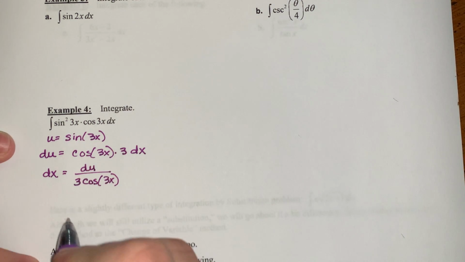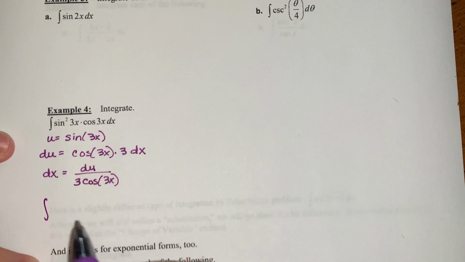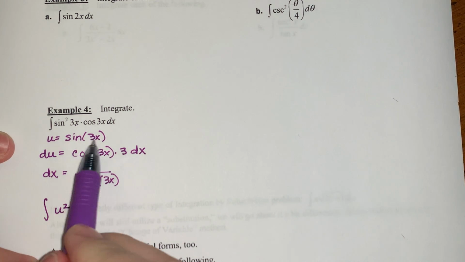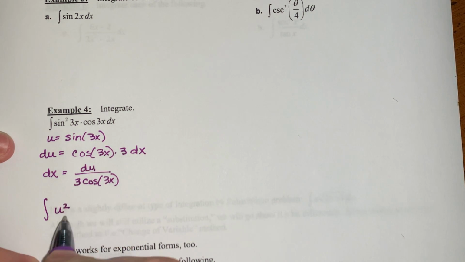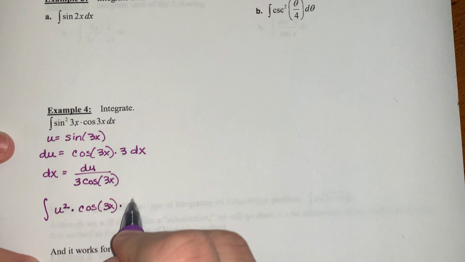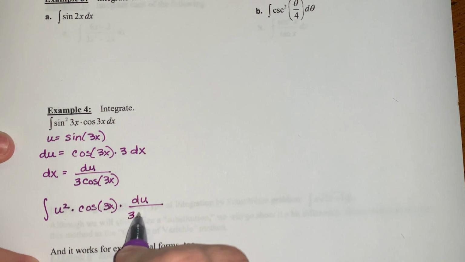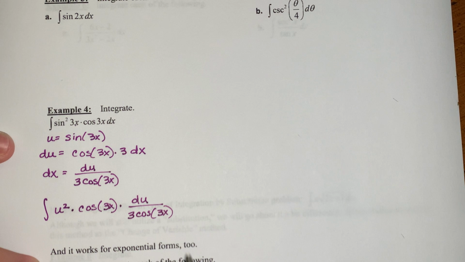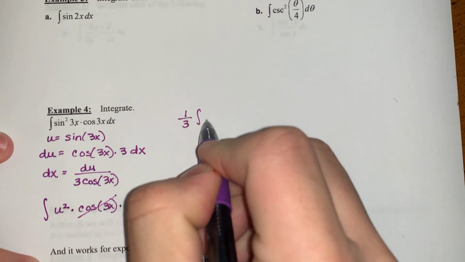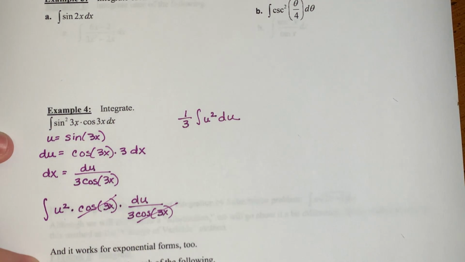Okay, so now I do all of my substitutions. The integral of sine squared of 3x is going to be just u squared, right? Because if u was sine of 3x, this is going to be u squared times cosine of 3x times, and then all of this becomes du divided by 3 cosine of 3x. This is going to be nice because the cosines cancel. I have a 1/3, and remember, when we have a constant, we can move that in front of our integral. So now I'm going to have the integral of u squared du.